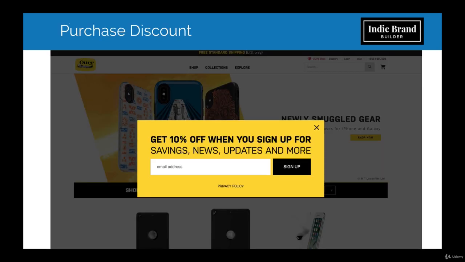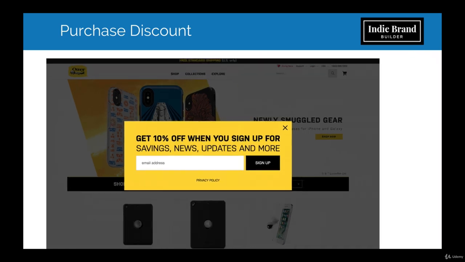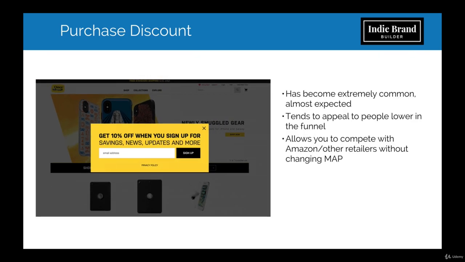The next is the purchase discount email, and this is from OtterBox, and it says, get 10% off when you sign up for savings, news, updates, and more. So this is a very common opt-in. In fact, it's almost become expected. People are looking around on an e-commerce site for an opportunity to save.